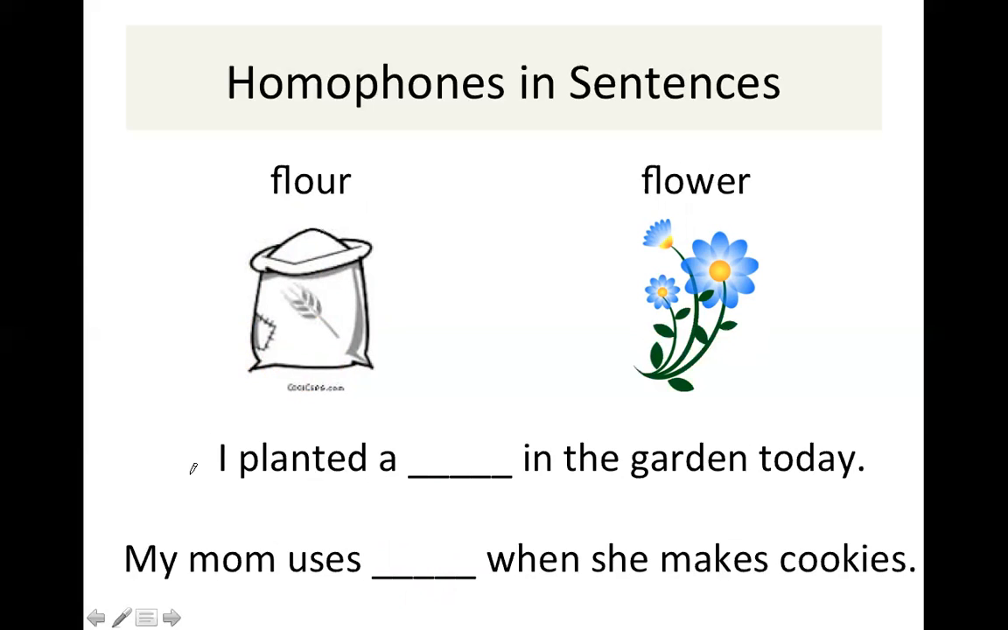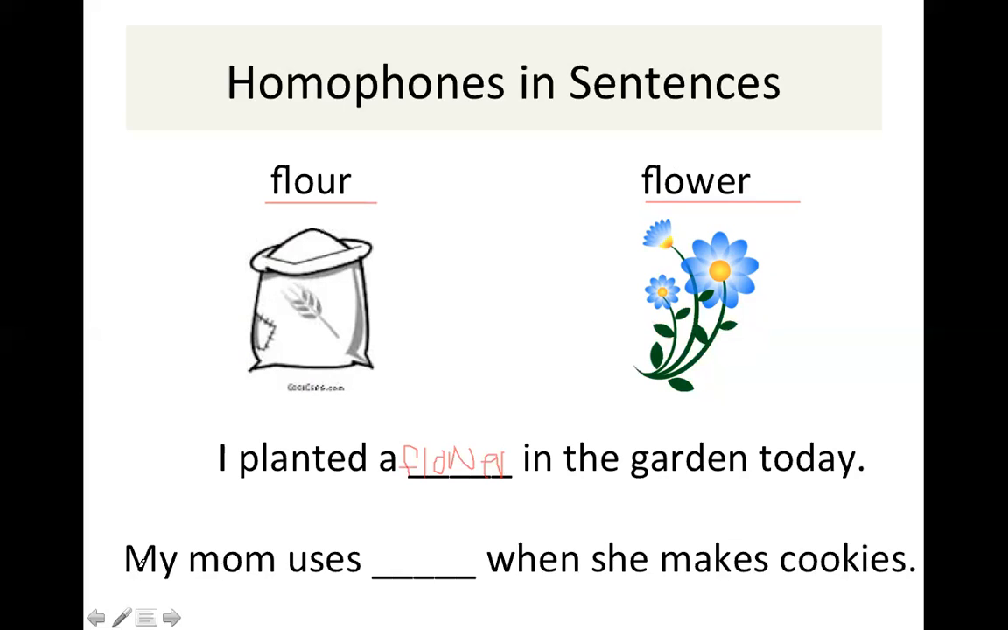Actually, two sentences that I have here for you, but we're still looking at the same homophones that we previously went over, so we understand the meanings. So let's identify the correct homophone for each sentence. The first sentence says, I planted a blank in the garden today. I planted a flower, as in a grain that's used to make bread, maybe. Or I planted a flower, which is a plant that's beautiful in color and planted outside in gardens. Yes, that is right. I planted a flower. Correct. I planted a flower in the garden today.